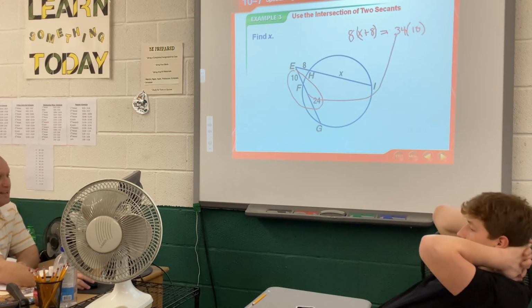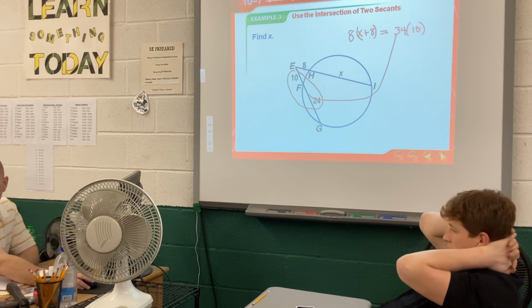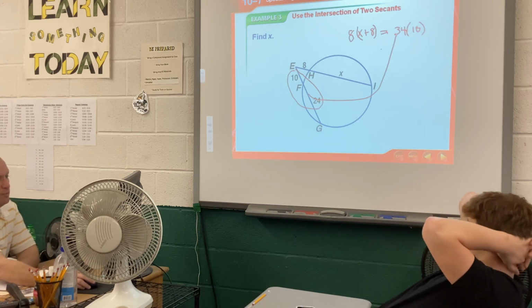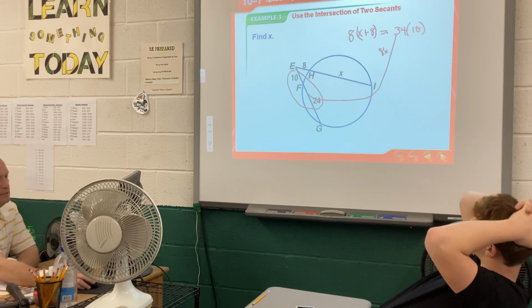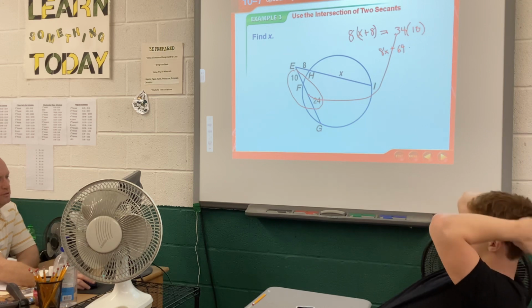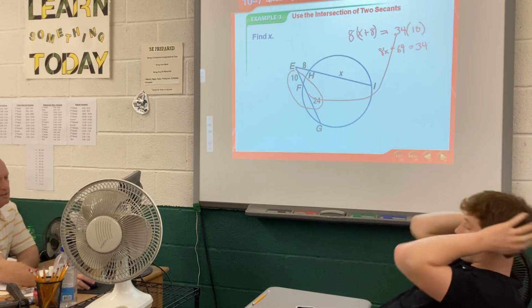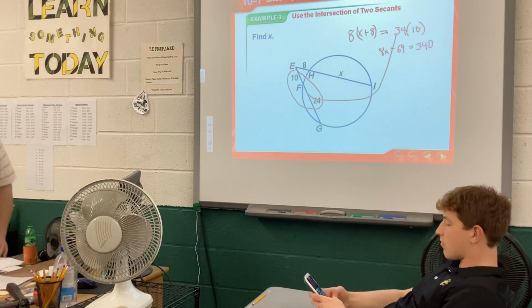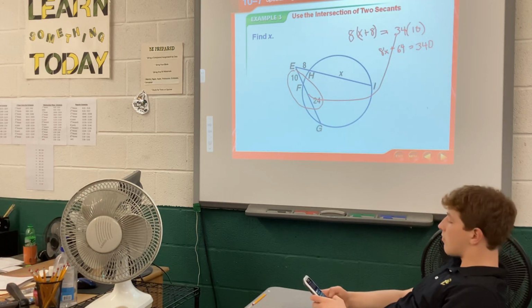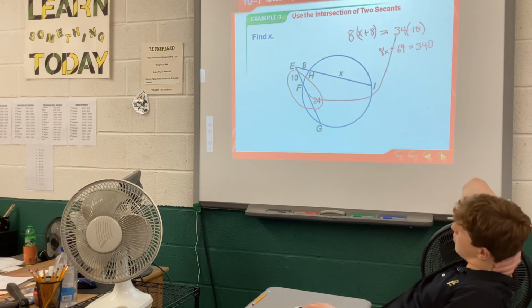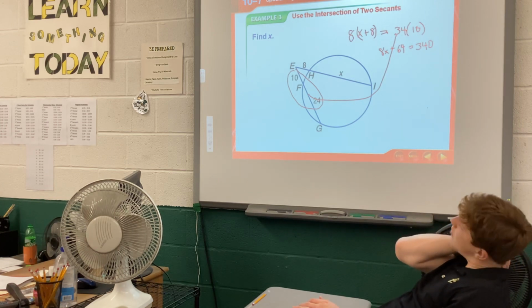Okay. But I can't really do that with a variable and a number. So what do I do on the left-hand side? Distribute. So what do I get? 8x plus 64 is equal to 340. Now you should be able to do the math, right? Just go for it, Diesel. So what are we doing? Subtracting 64 and dividing by 8. And then, again, they only ask you to find x, but make sure you answer the question.